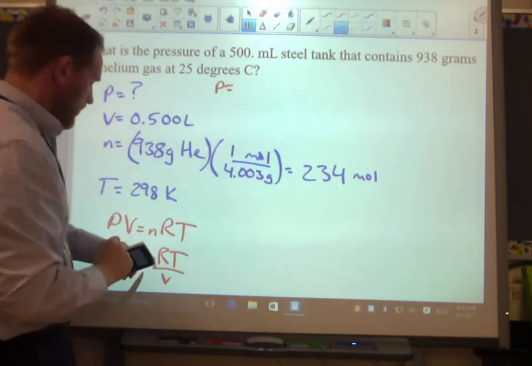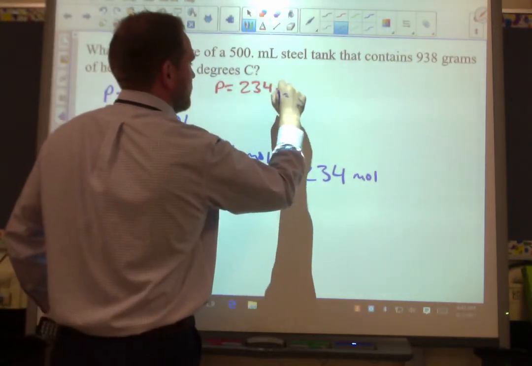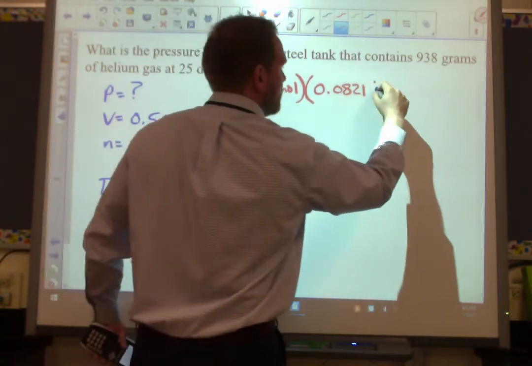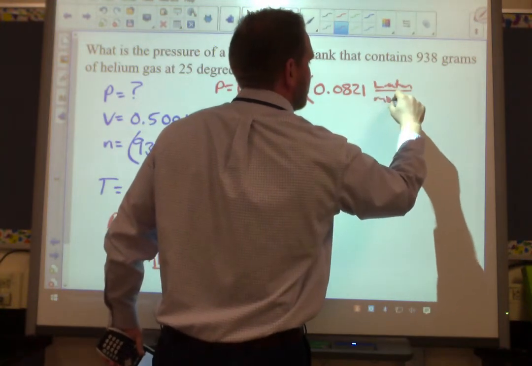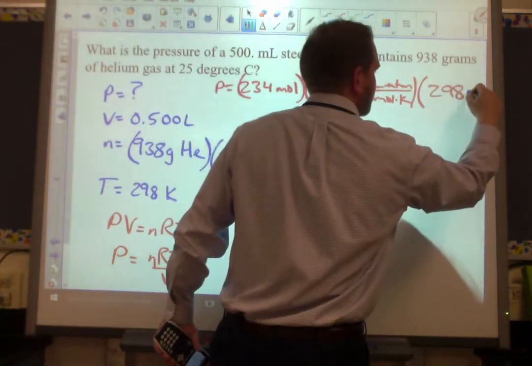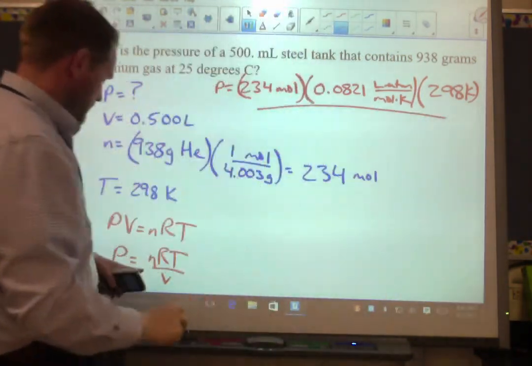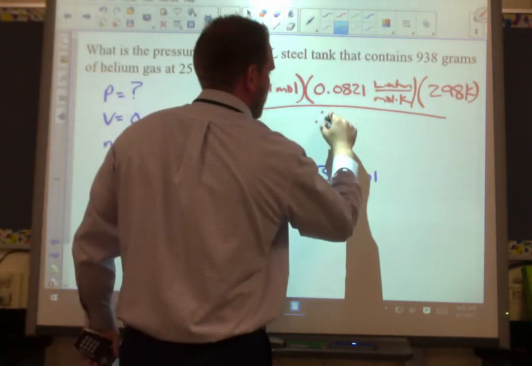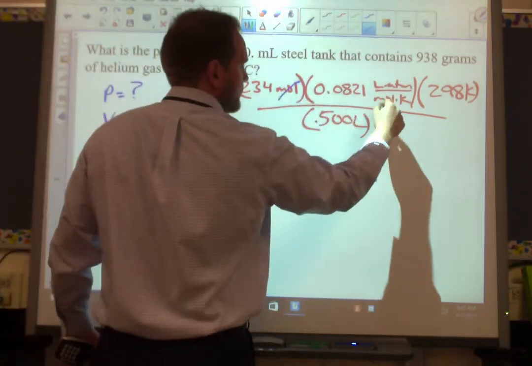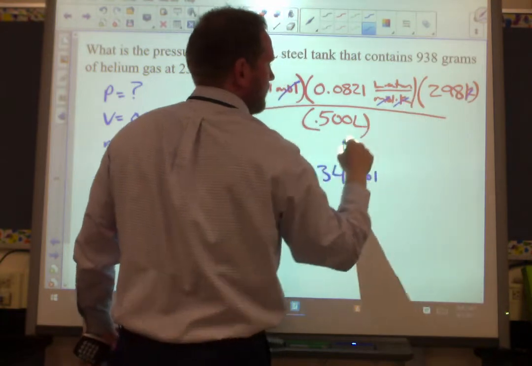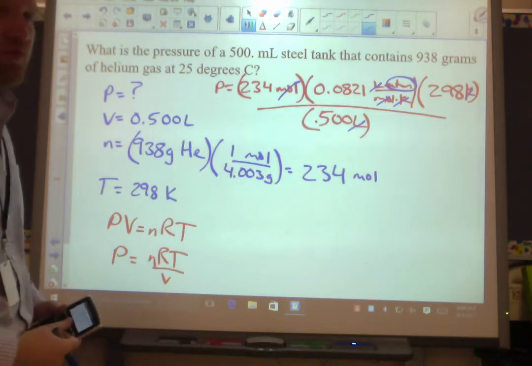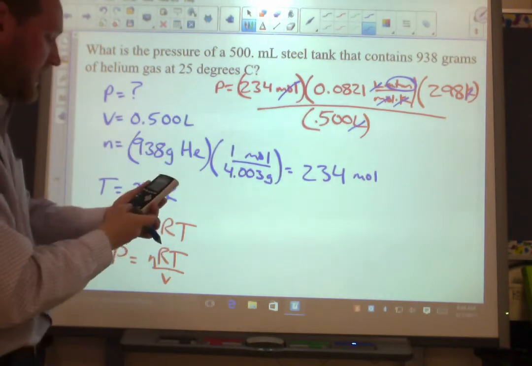So pressure is going to equal, n is 234 moles. R is always known, 0.0821 liters atmospheres over moles Kelvin. And T is our temperature, 298 Kelvin. Divided by V, which is 0.500 liters. Let's check our units. Mole cancels mole. Kelvin cancels Kelvin. Liter cancels liter. We're left with atm. Does that make sense for pressure? Yes, it does. I don't know how much sense my answer is going to make because it's going to be pretty big. But let's see.